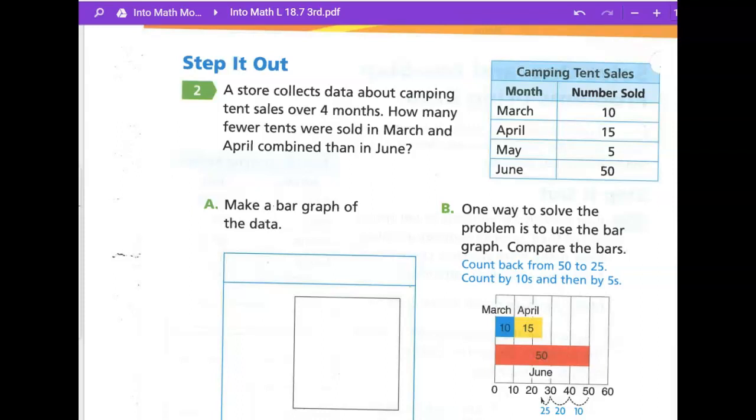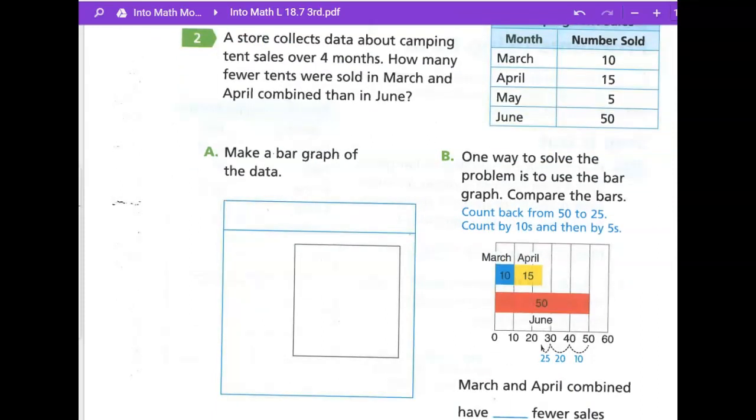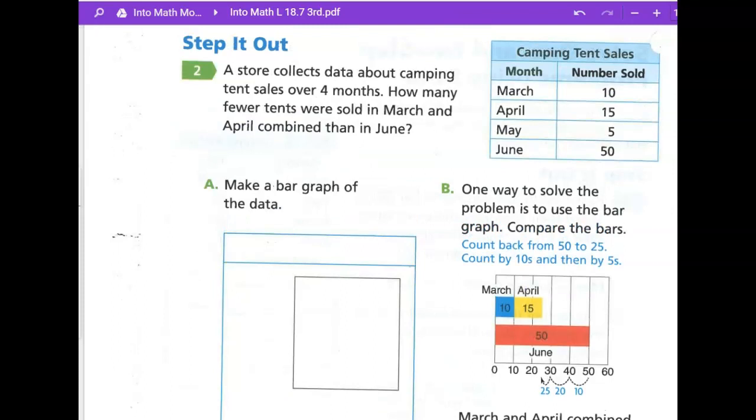How many fewer tents are sold in March and April combined? When we hear combined, what does that mean? Put them together. Okay, so we're going to add them. Then in June, make a bar graph of the data. What's the title of our graph?